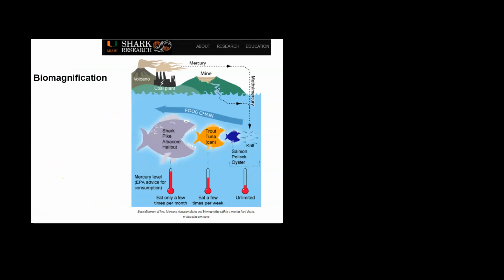So biomagnification, again, is this idea as you move up a food chain. So we start here with these krill, and then they're eaten by the salmon, the pollock, the oyster, and then the tuna eat those, and then the shark eats those, or the pike or the albacore. So we have this idea basically of this pyramid.